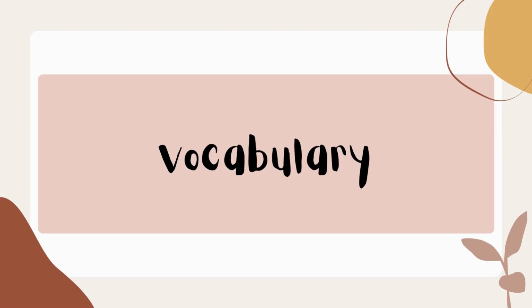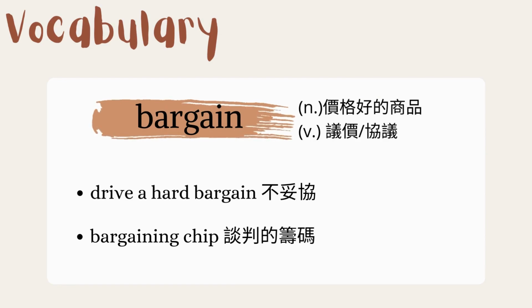Now we are going to move on to the vocabulary part, and I will teach you some vocabulary in business. Number 1, bargain. Bargain means 价格好的商品 or 议价协议. It has different meanings as a noun or verb. And now let's look at the phrases. Drive a hard bargain means 不妥协. And bargaining chip means 谈判的筹码. It's a pretty useful word, so you need to memorize it.